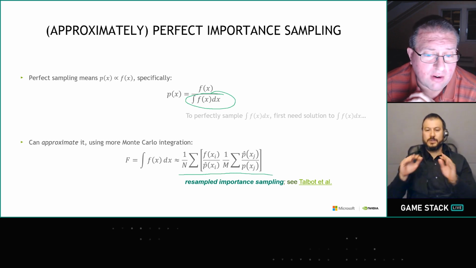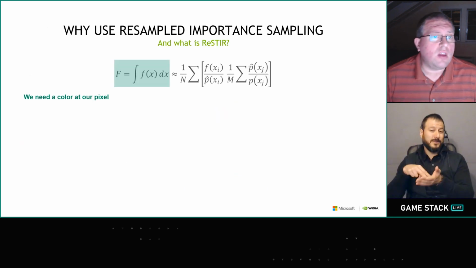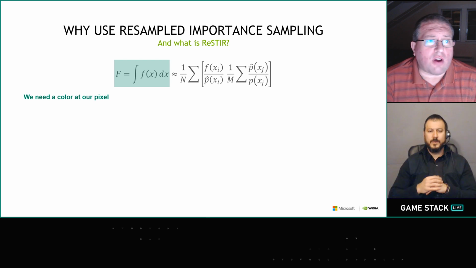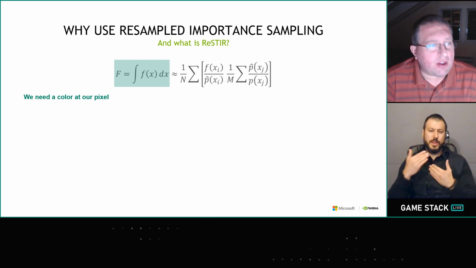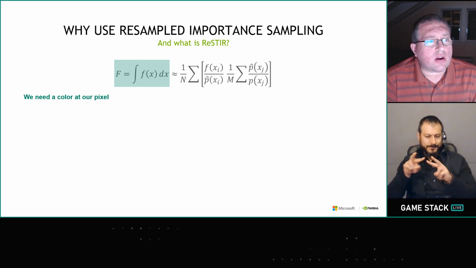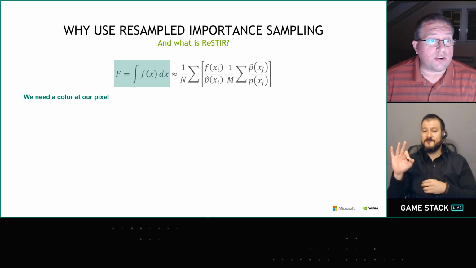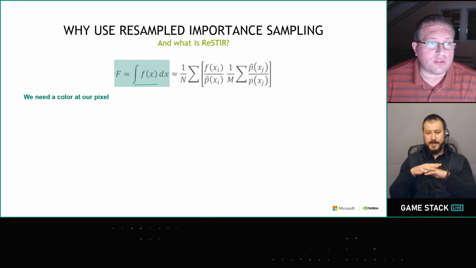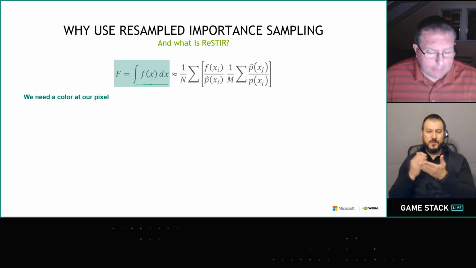And this was introduced to graphics by Talbot et al. in 2005. So what is this thing? What is this RIS estimator? Let's look at the estimator here a little bit more closely. We need our color at a pixel. So here our color is F, and the integral we're trying to integrate, the rendering equation, I've sort of simplified to represent as F throughout this talk.